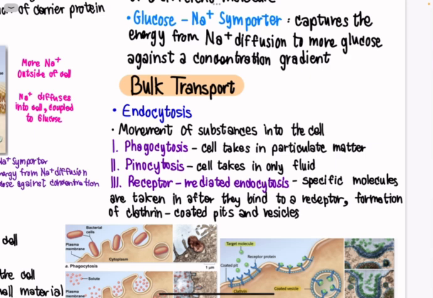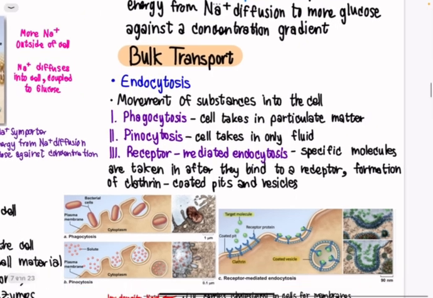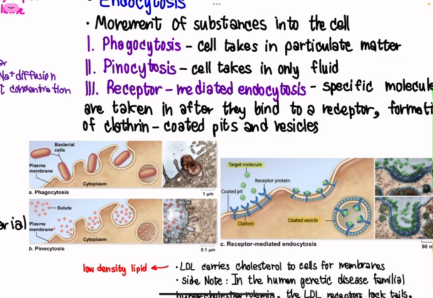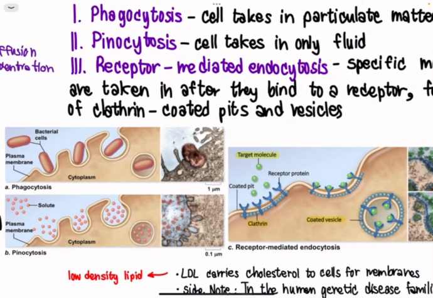forming clathrin-coated pits and vesicles. This is a picture of endocytosis. You can see that it moves substances into the cell.